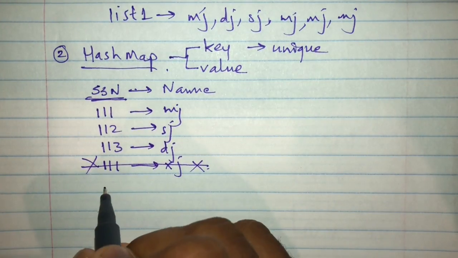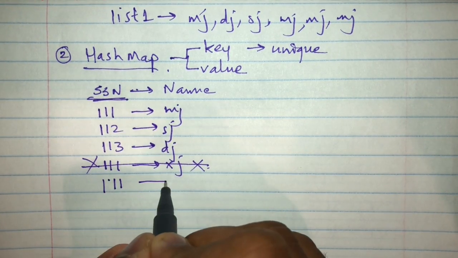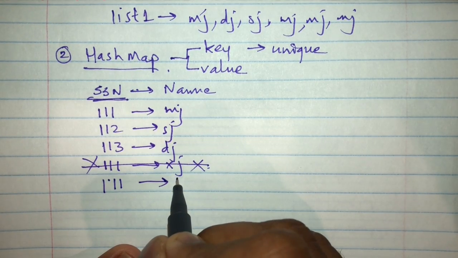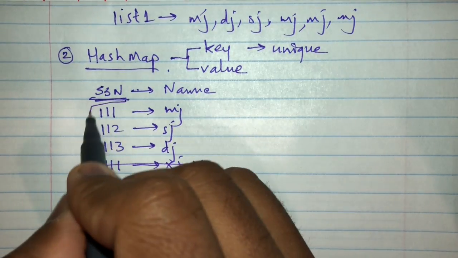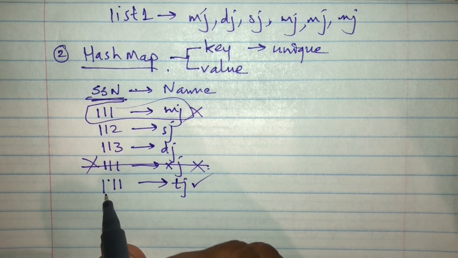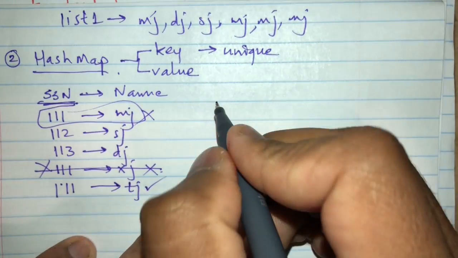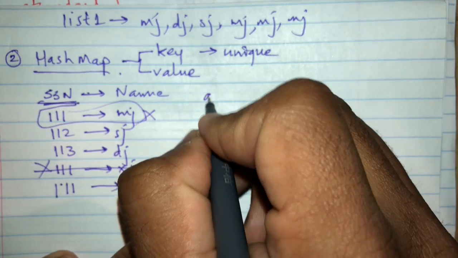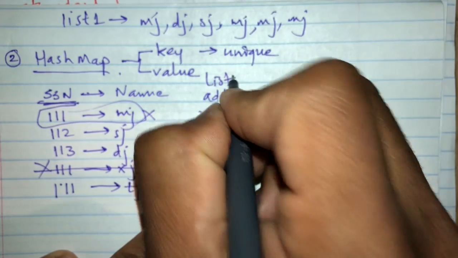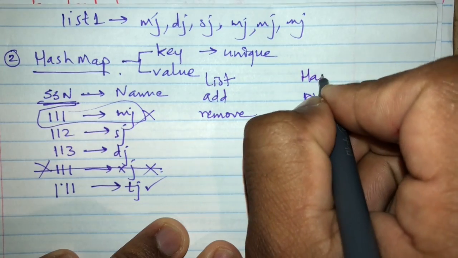Or if you try to put a new value for the same key, then this value will get overwritten. So let's say if you write TJ here, this value will no longer exist, and TJ will be the new name of the person with the SSN 111. Let me show you. Like you have add and remove methods in list or array list, you have put and get methods in hash map.